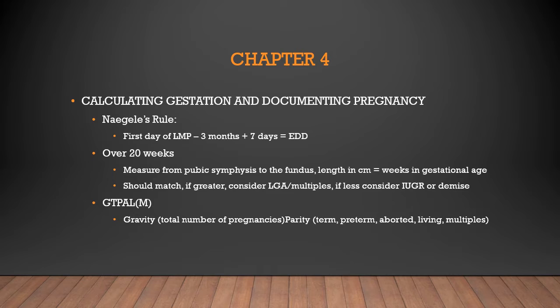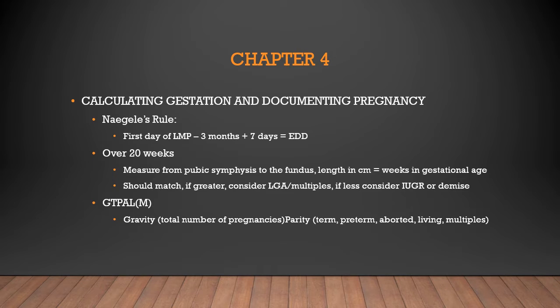But there's Nagel's rule, which says if you know the first day of your last menstrual period, you take that date, subtract 3 months, add 1 week or 7 days, and that gives you your estimated due date, or estimated date of delivery, estimated date of confinement, which would be called an EDC. And that's the date that the baby or the mom would be confined to the maternity ward. So you might see different abbreviations. All of that's fine.